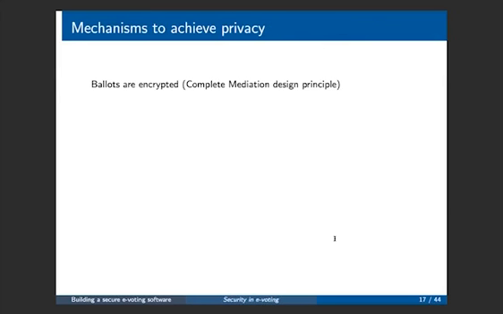Anyway, privacy needs to be achieved somehow, and the best way to achieve it, or the typical way at least in e-voting, is to encrypt ballots. So this would be in relation to this complete mediation design principle. Ballots are encrypted. How are we going to encrypt them?